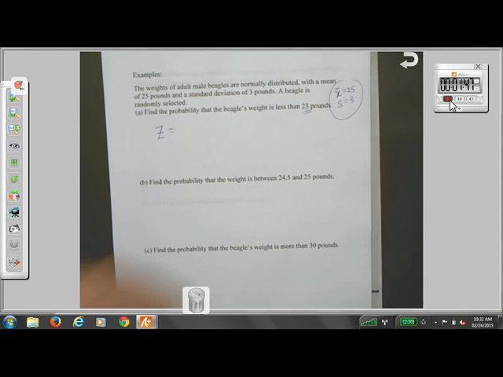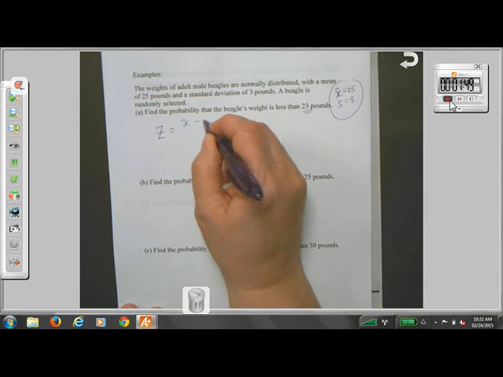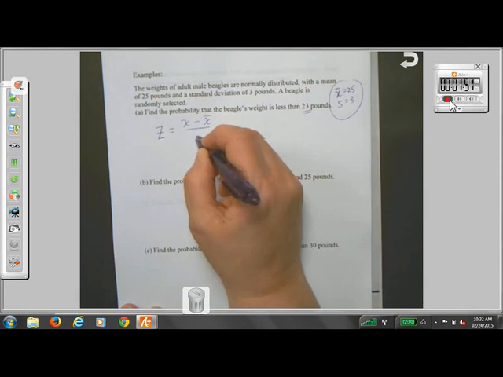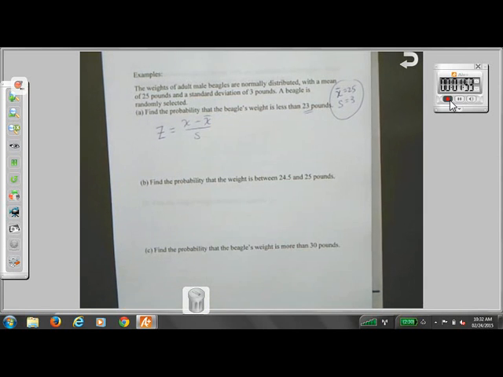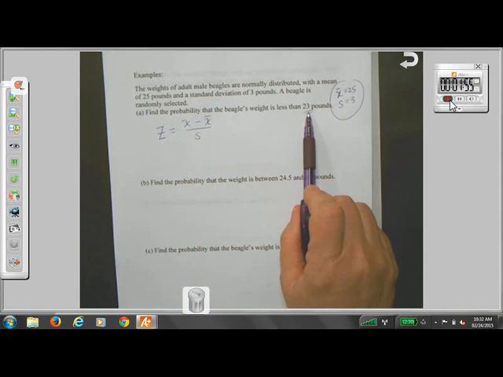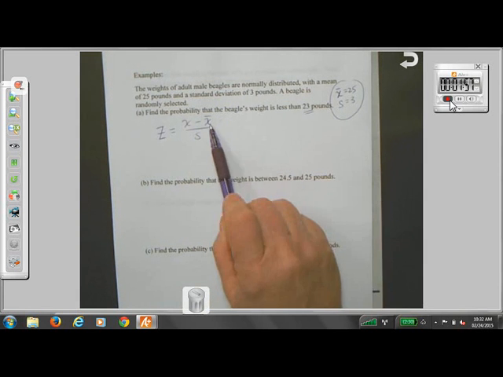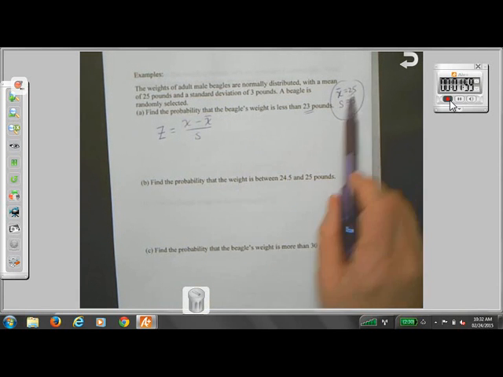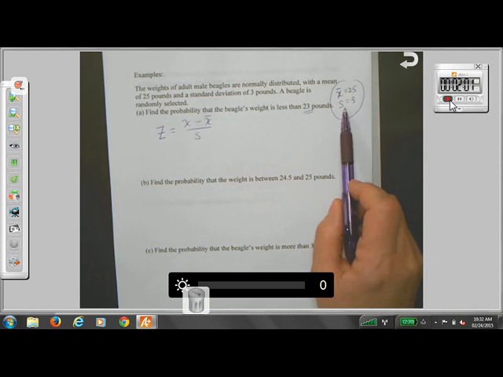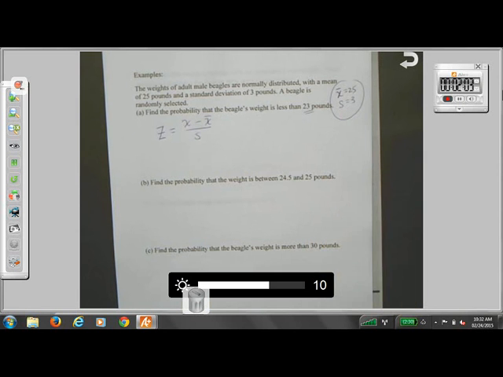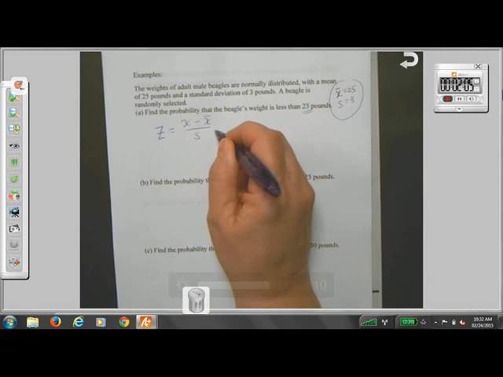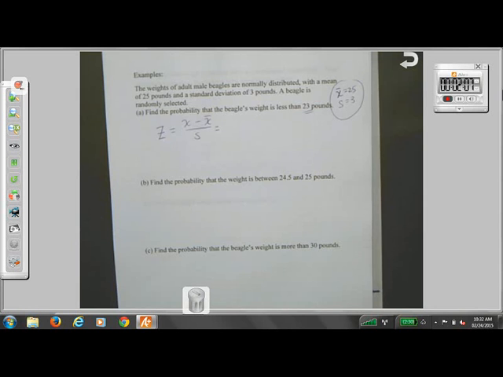Z equals X minus X bar over S, where X is the value that you're converting, X bar is the mean that has to be given, and S is the standard deviation that also has to be given. So we're going to end up with a z-score. Now, everybody knows what a z-score is. That's what we look up on the table. But we've got to get to the z-score first.